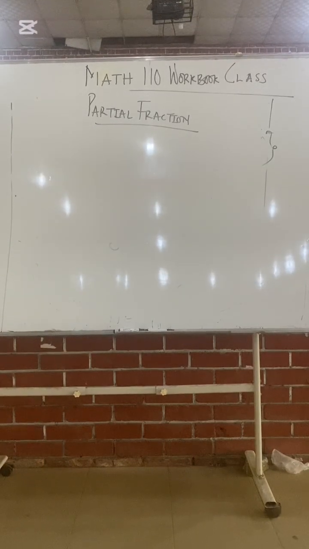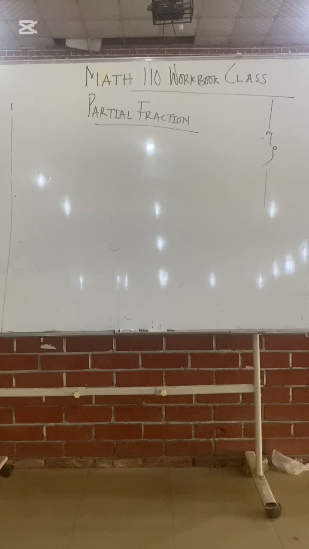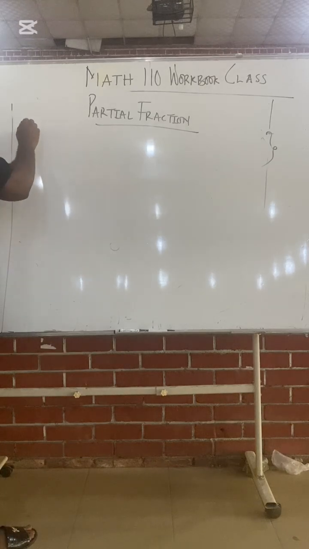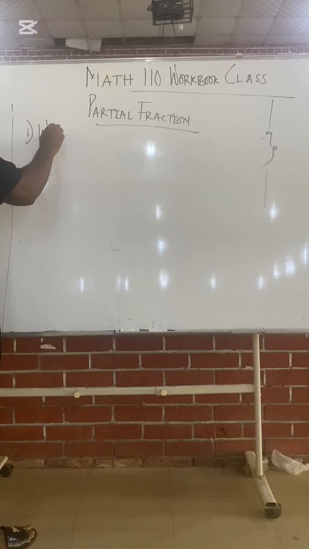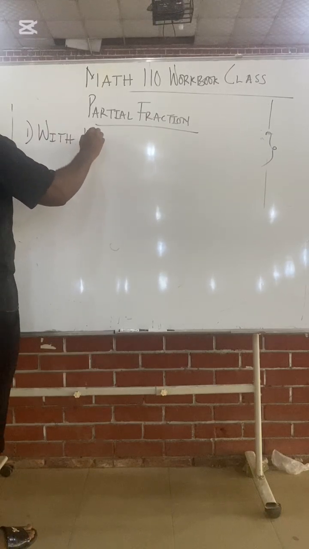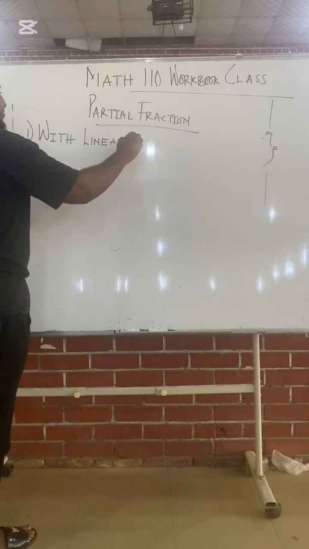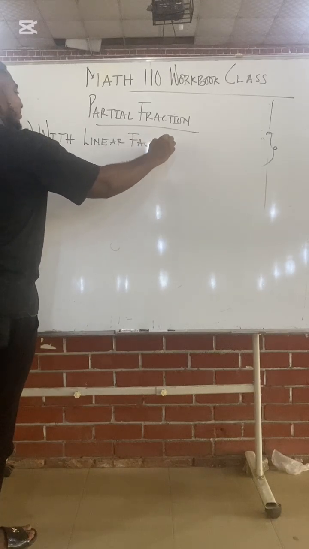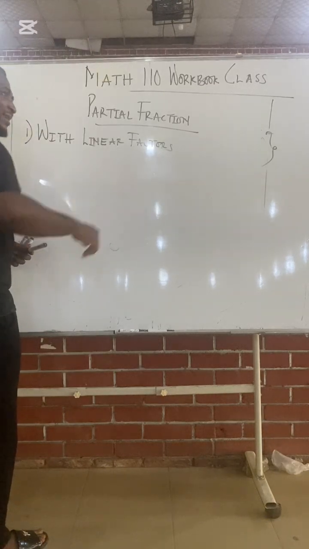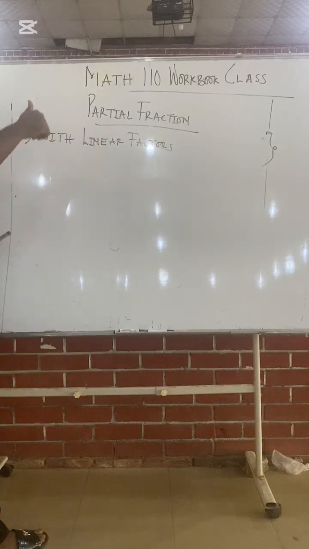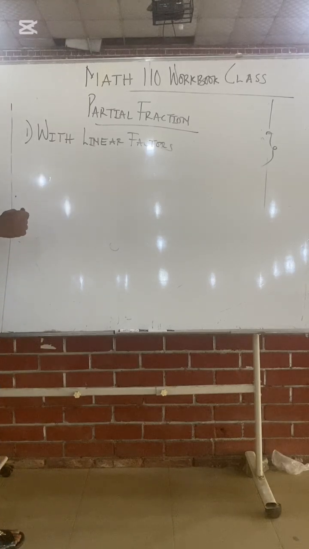Give me your notes. Now, we have different types of partial fraction, class. We have the rules for partial fractions. Write down 1: we have partial fraction with linear factors. Follow me. The first type of partial fraction we have is partial fraction with linear factors.